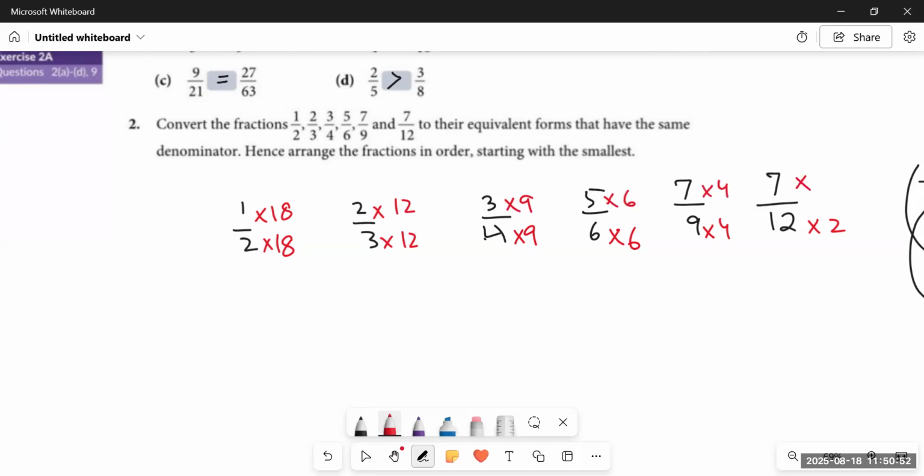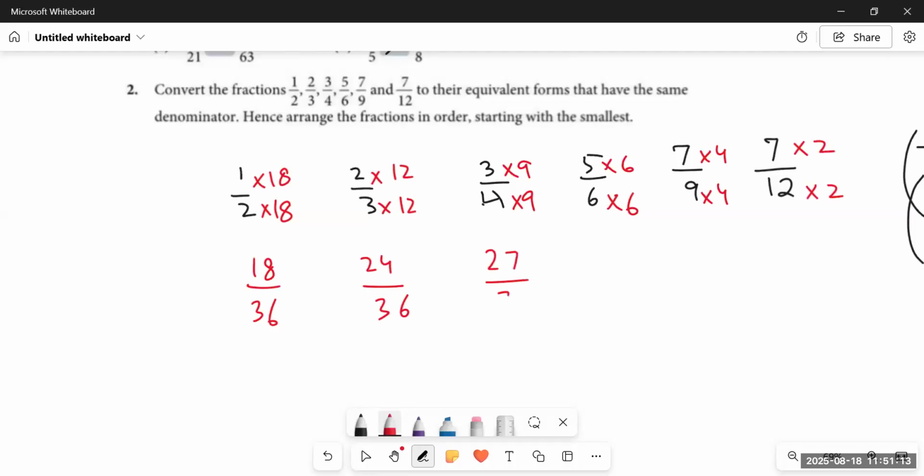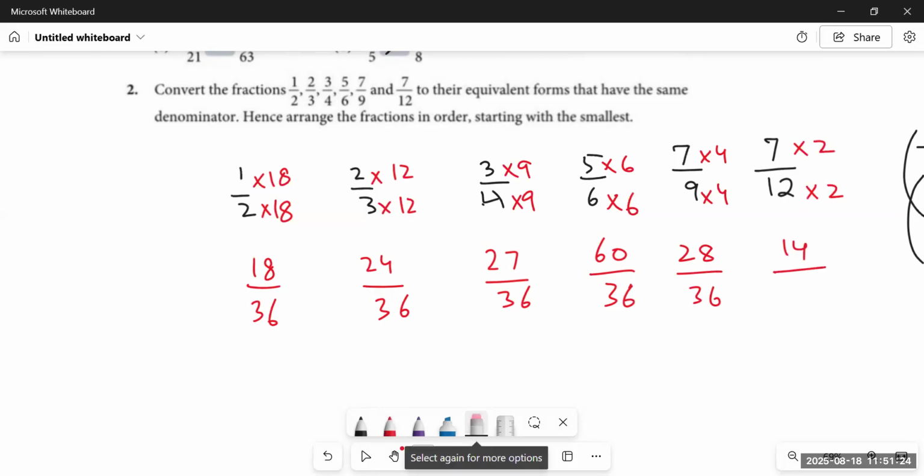Right? Chachi, what do we have to do next? We just have to multiply all of these numbers by their co-pairs, cofactors, to turn them into 36. And you will see in the next step, all of these fractions will have a denominator 36. So it would be 18 by 36, 24 by 36, 27 by 36, 60 by 36, 28 by 36, 14 by wait, not 14.